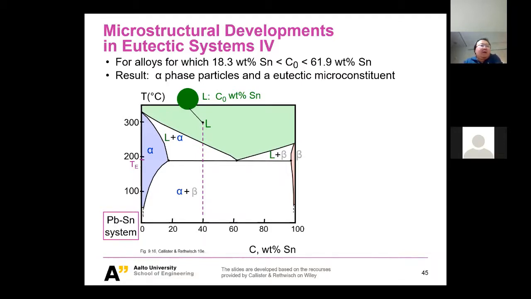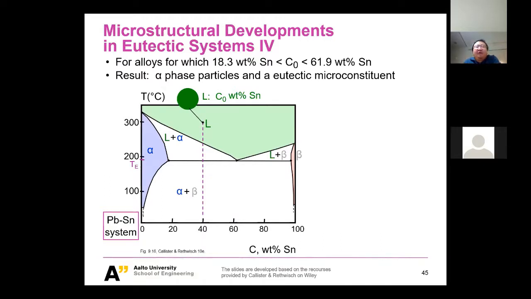So I was talking about how we developed the phase diagram, right? From unary to binary. When we talk about binary, there are more features. So first we talked about the isomorphous binary phase diagram, and then we came to the eutectic binary phase diagram. I think you still remember the difference between these two, right?